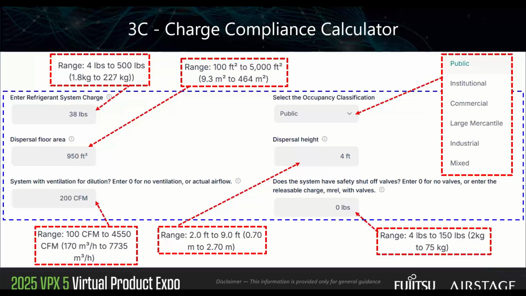Dispersal floor area, below there I picked 950 square feet. And then system with ventilation, I did 200 CFM. If you have no ventilation in your system, you put in 0, I put in 200. On the right, top right, I picked the occupancy classification public. Dispersal height, 4 feet. It's kind of a weird height. It's not the floor unit. It's probably not the ducted unit, but I picked 4, and you will see why in a few slides. But let's assume it's a wall unit that sits halfway up on the wall or something. So 4 feet is the dispersal height for this example.